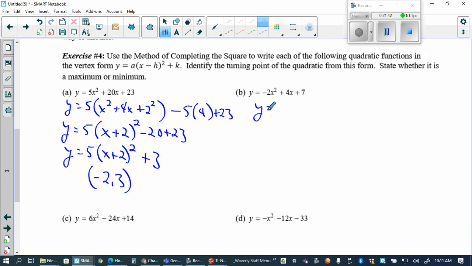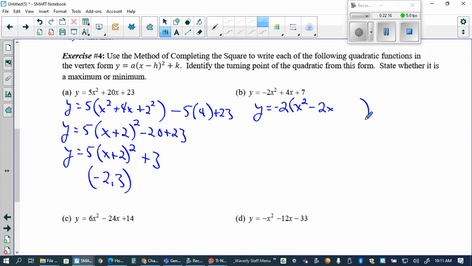What should I factor out of here so that I have a 1 in front of my x squared? So you asked about that, I think, right? What if it was a negative? Okay, so let's factor out a -2. What's that leave us with? X squared minus 2x. Let's leave a little space, right?